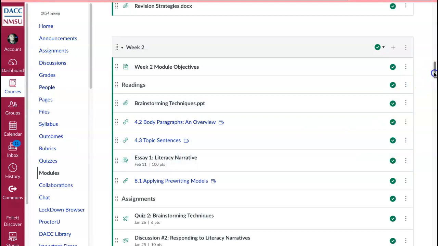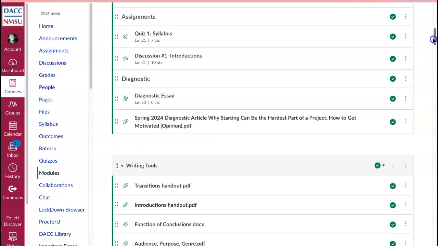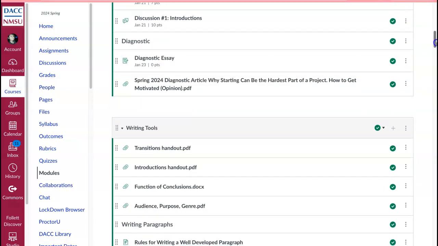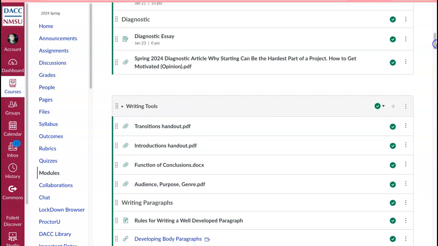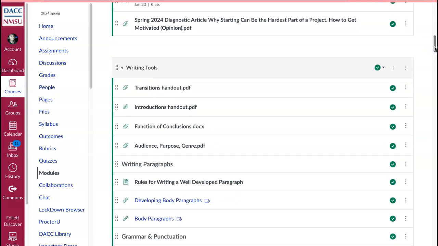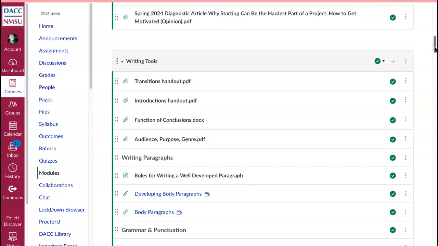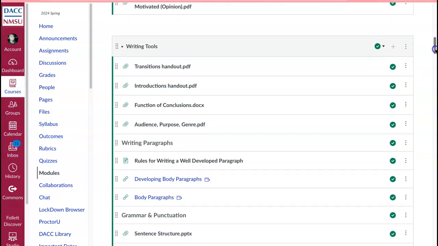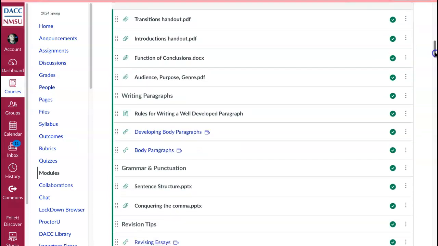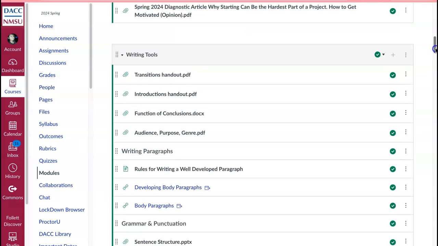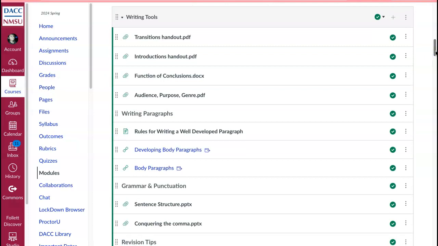Something else I wanted to mention, if you look at module number 2, technically, it has writing tools. So it has a lot of really helpful handouts, like handouts about introductions, conclusions, paragraph writing, things like that. So this one is not necessarily something that you should only look at right now. It's something that you should be referring back to throughout the semester because it has a lot of useful and helpful information. So that's the only one that doesn't have an assignment because it's more of a resource module.